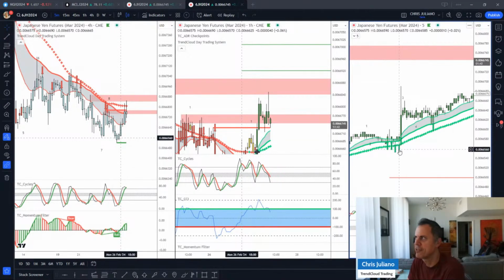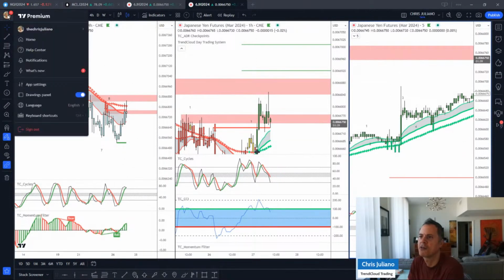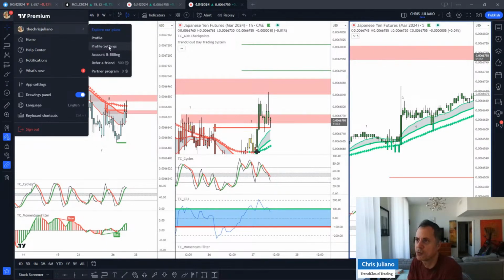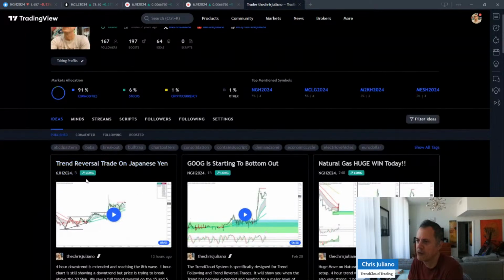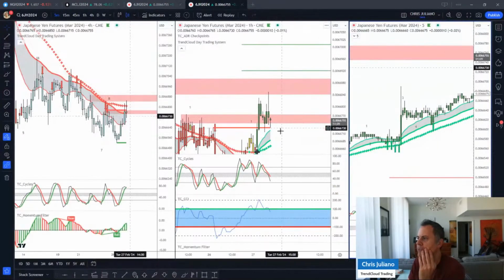And I have this on. Let me see here. I posted it last night in the Facebook group. And I believe I also posted it here on the profile of TradingView. Yeah, here you go. Trend reversal trade on Japanese yen. And you can kind of see where we were. So it's a great trade to study for trend reversal, right?